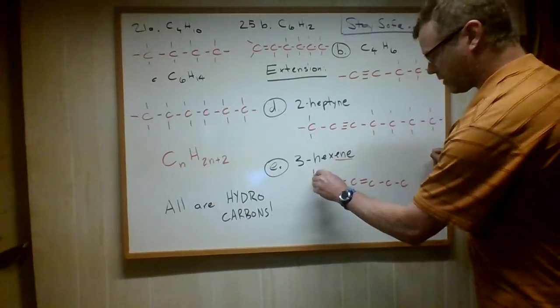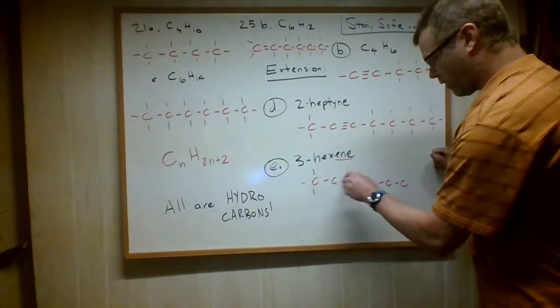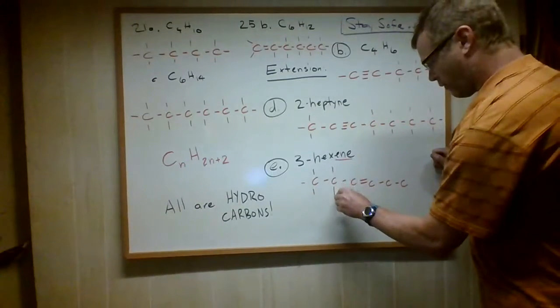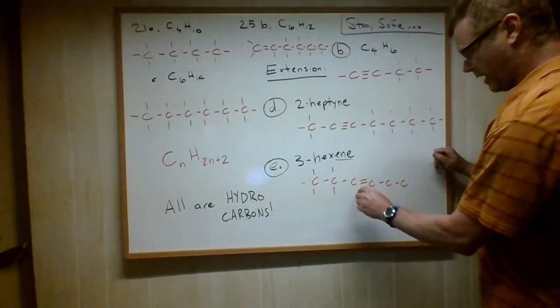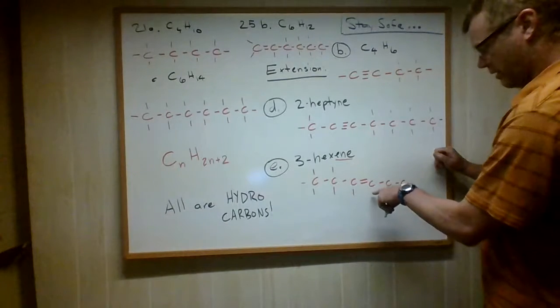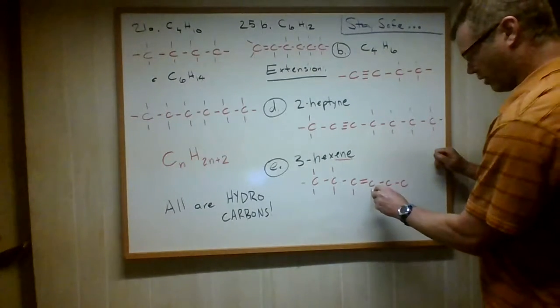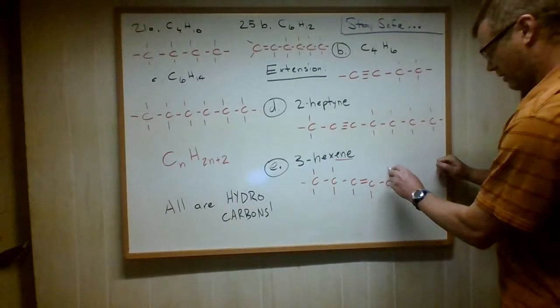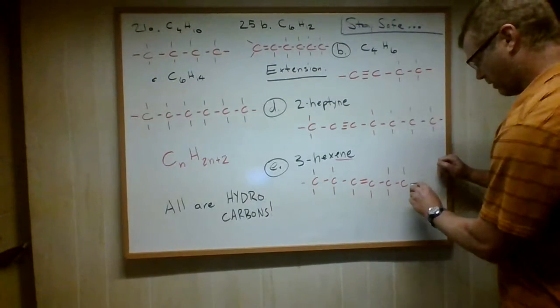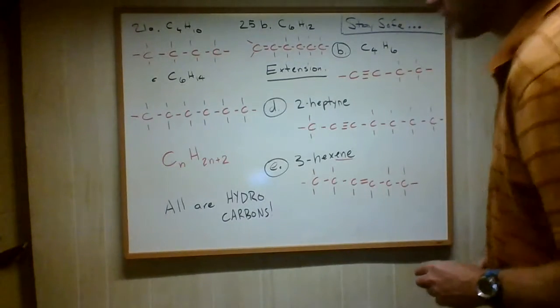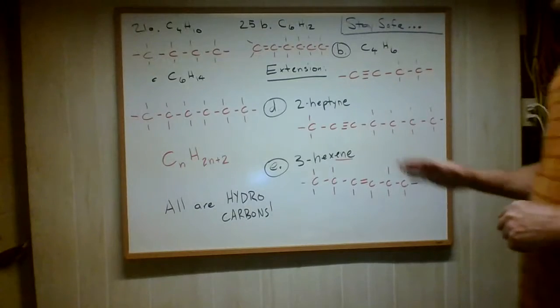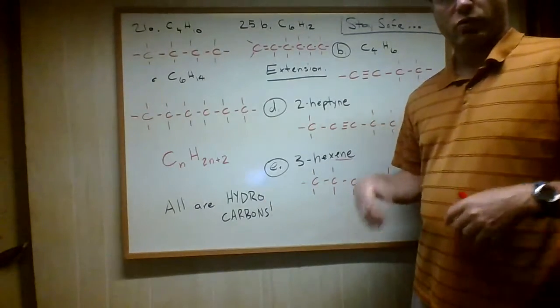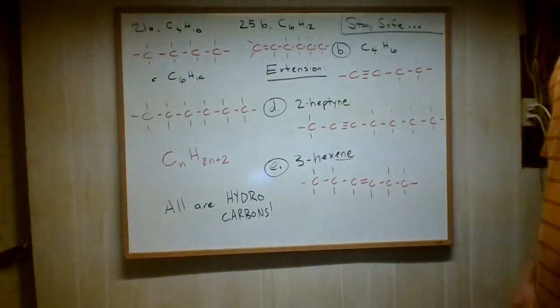Again, fill in the bonds. 1, 2, 3, 4. 1, 2, 3, 4. This carbon has 3, so just give it 1 more. This carbon has 3, so give it 1 more. And then it's pretty much straightforward after that. So that's some of your drawing for hydrocarbons, which should pretty much wrap up last week's homework.